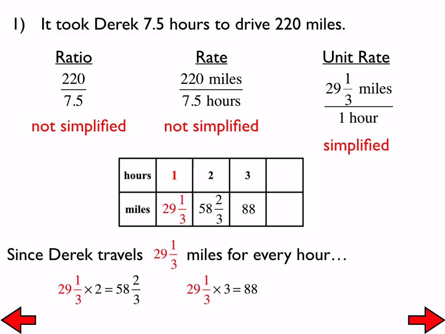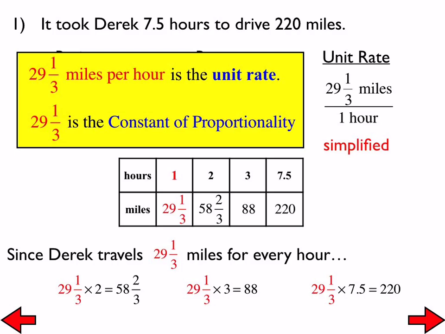And I may have said that incorrectly just a second ago. 29 and 1/3 miles for every single hour. Now, for 7.5 hours, of course, we would multiply 29 and 1/3 times 7.5. And so in 7.5 hours, if he traveled at the same rate, he could travel 220 miles. So once we knew the unit rate, we could find any number of hours. For any number of hours, we could find out how far he traveled. And the reason is because we know that the unit rate is 29 and 1/3 miles per hour.